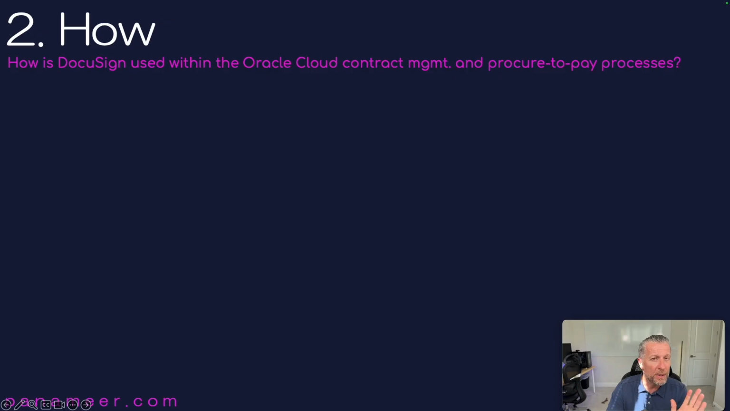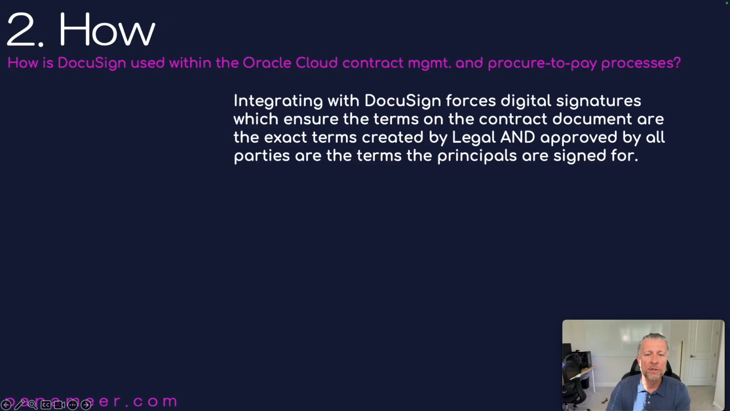Slide 2. How is DocuSign used within the Oracle Cloud contract management and procure-to-pay process? So this is probably the most important slide. Integrating with DocuSign forces digital signatures, which ensure the terms on the contract document are the exact terms that were created by legal and approved by all the parties, and are the terms the principals are signing for. Let me show you it in a little bit better diagram.